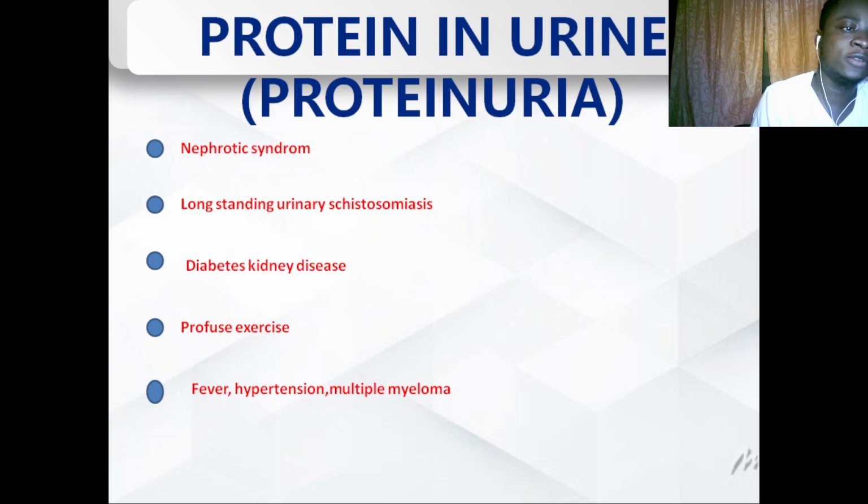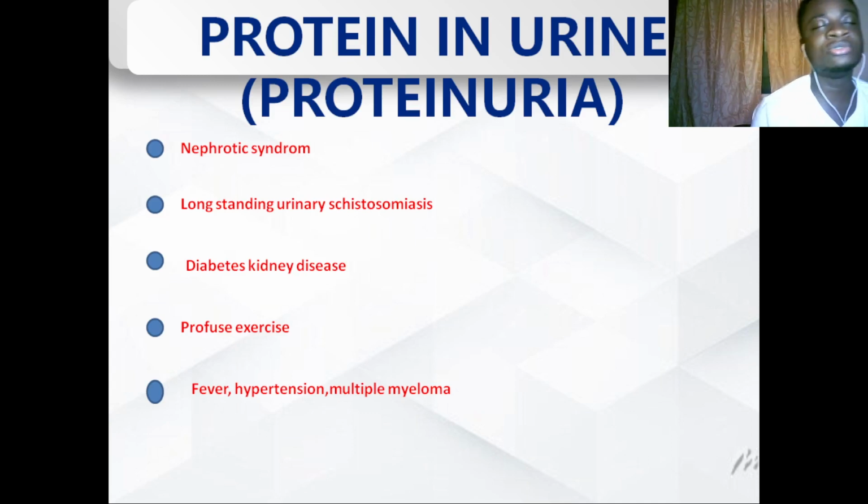During your urinalysis, you are seeing a lot of proteins in the urine. What may be the cause? Okay, so one is nephrotic syndrome. Nephrotic syndrome is a condition of the kidney where there is a lot of protein in the urine. Okay, so in such diseases, you see proteinuria. Okay, very important.